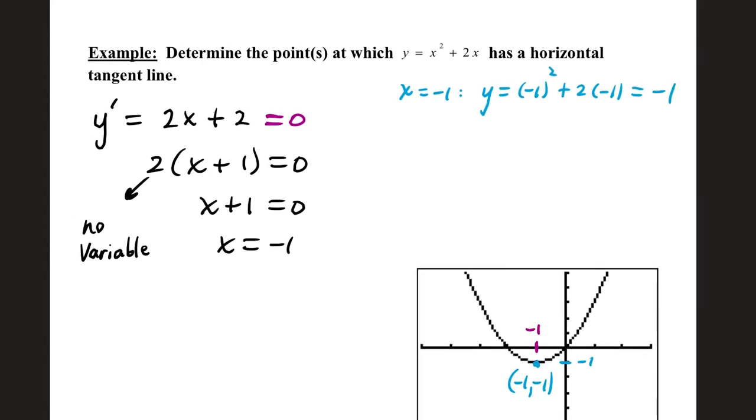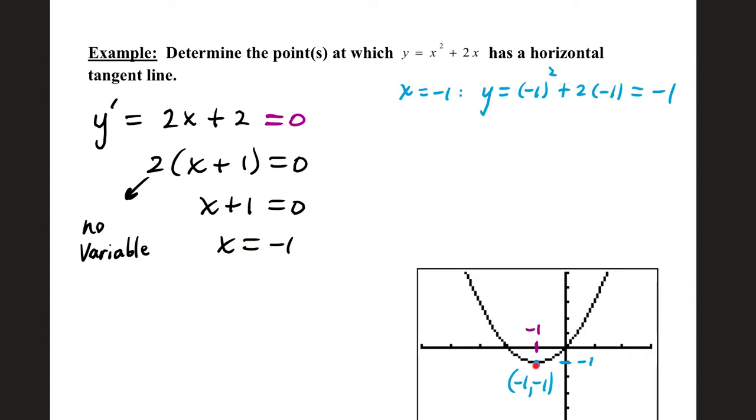For a third example, we have the function x squared plus 2x. The first derivative is 2x plus 2. This is equal to 0. 2x plus 2 factors down to 2 times x plus 1. Since 2 has no variable, we don't worry about it. x plus 1 is a factor that does have a variable, and it is solved when x is negative 1.